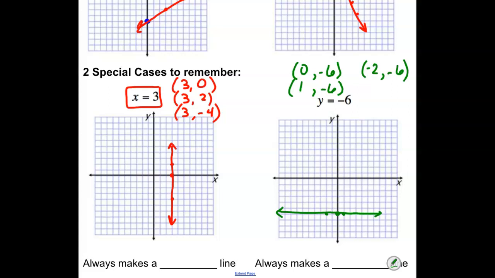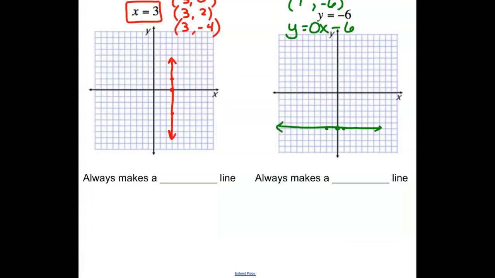This could have been written in slope-intercept form. Our slope is 0. It's a horizontal line. We have 0 x's and we're subtracting 6. The previous one here, the x equals 3, cannot be written in slope-intercept form because there is no y, and our slope-intercept form has to be y equals. All right, so x equals 3 is always going to make a vertical line, and y equals some number is always going to make a horizontal line.